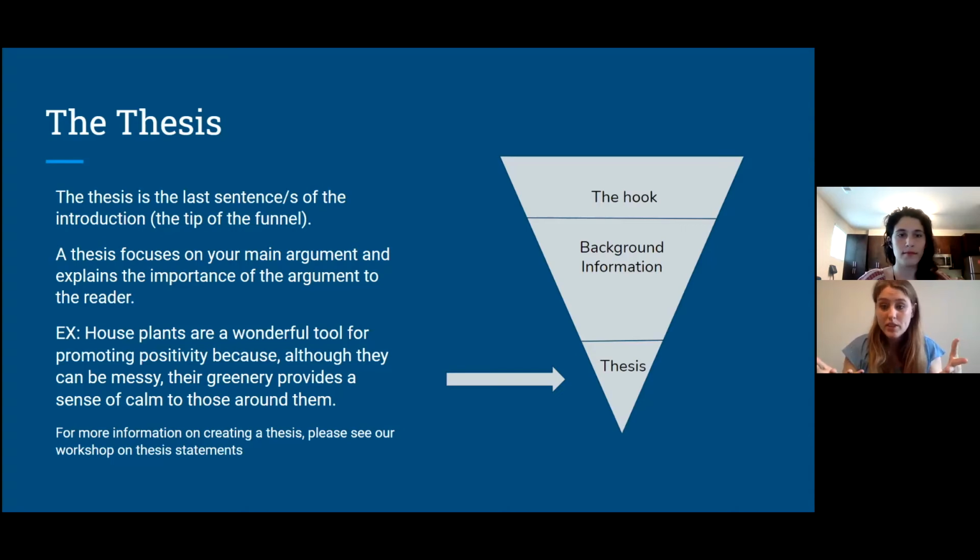So an example of a thesis might be, houseplants are a wonderful tool for promoting positivity because although they can be messy, their greenery provides a sense of calm to those around them. So you can see how that's very specific. If our hook is something very broad and general about houseplants, our thesis really tells the reader exactly what we're trying to say and why we're saying it about that topic.